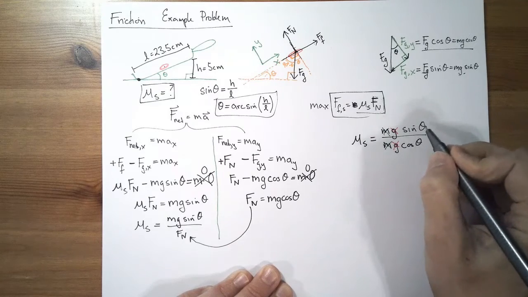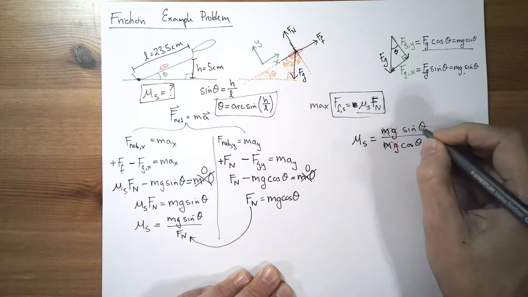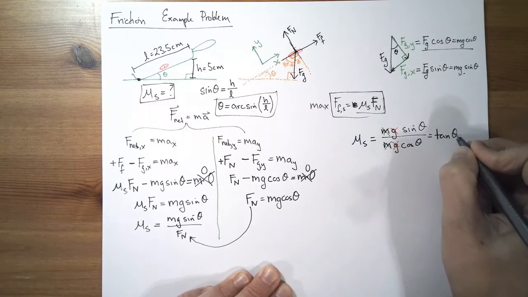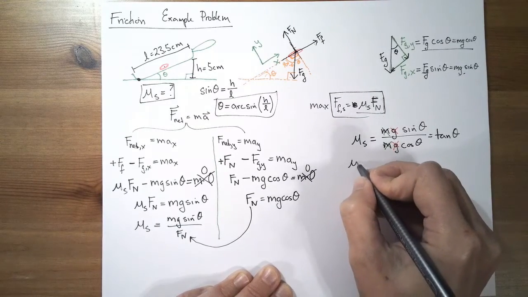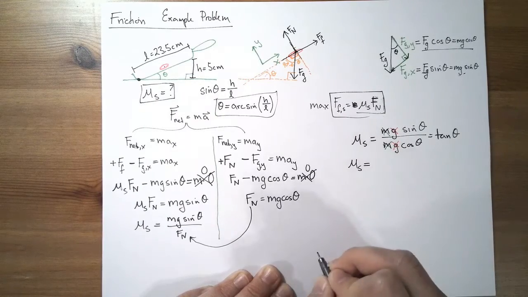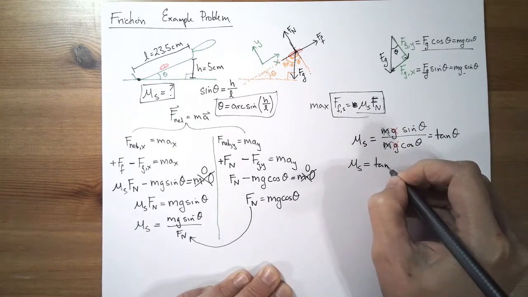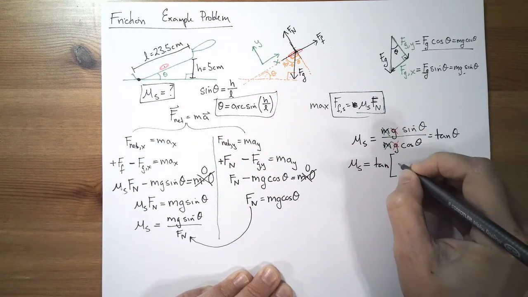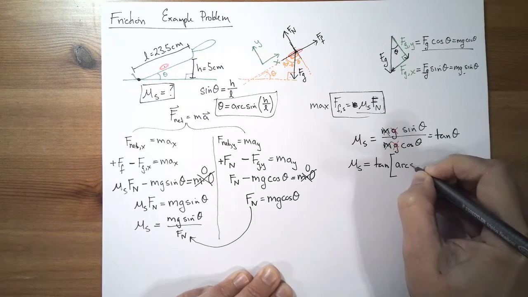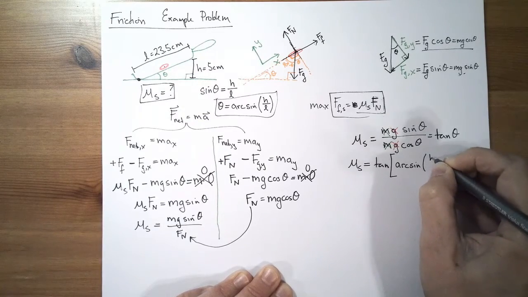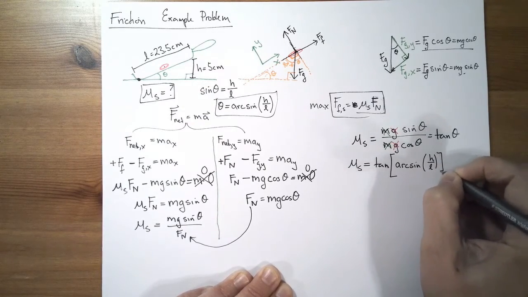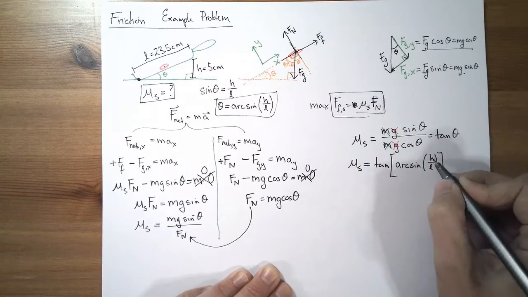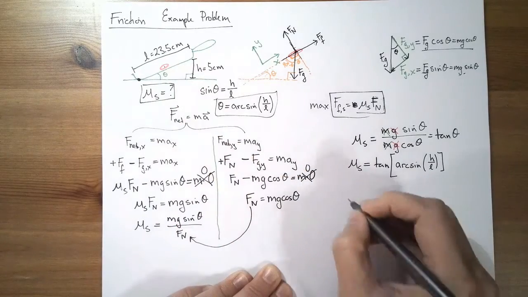Then we're left with sine of the angle over cosine of the angle, and sine of an angle over cosine of that same angle is tangent of the angle. So mu s is tangent. Now let's plug in what we know about the angle. So we'll do big square brackets here. Tangent of arc sine of h over L. And now we are finally ready to plug things in. We know h, we know L. That was what we started the problem with.